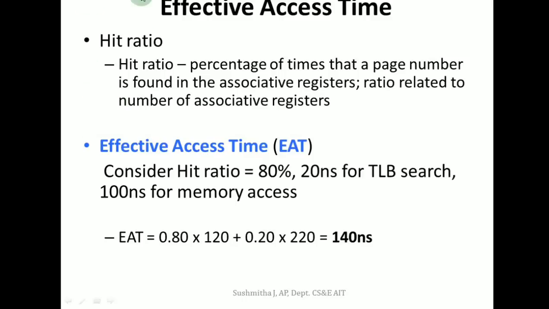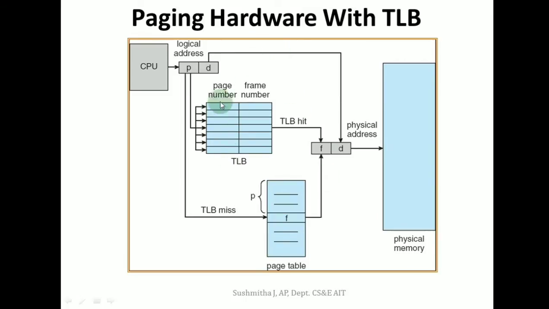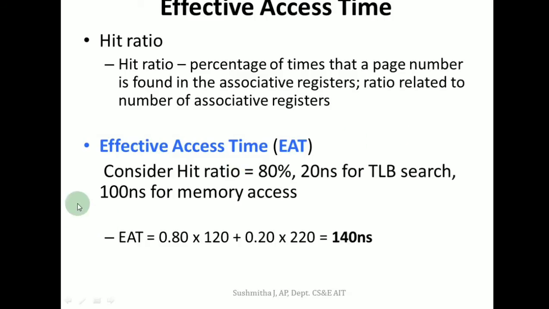Now consider this scenario where I have the hit ratio to be 80%, and it is taking 20 nanoseconds to search in the TLB. So it is going to search in the TLB for the entry. It is taking 20 nanoseconds, and 100 nanoseconds to access the data in the memory. So this is the 100 nanoseconds to access the data. If I am saying 80% is my hit ratio, then definitely 20% is my miss ratio.